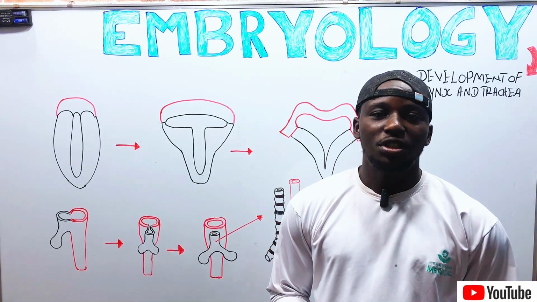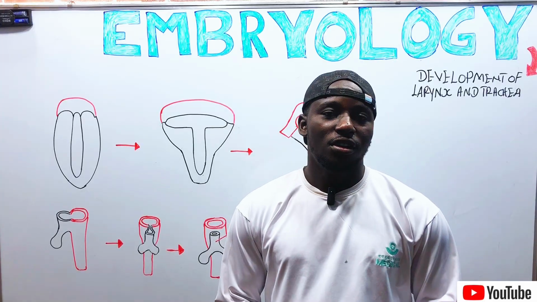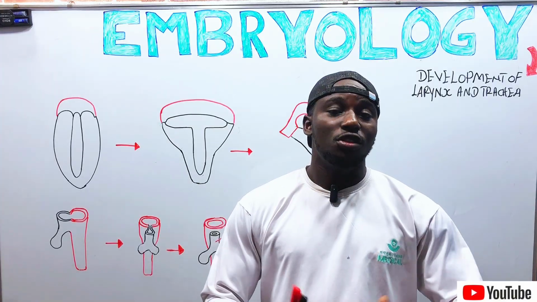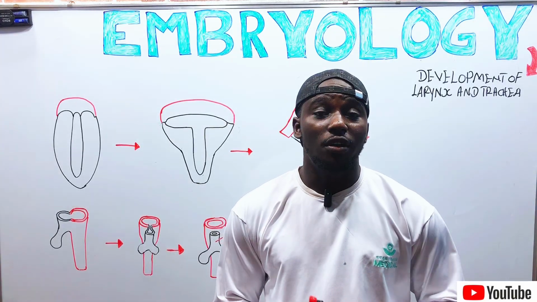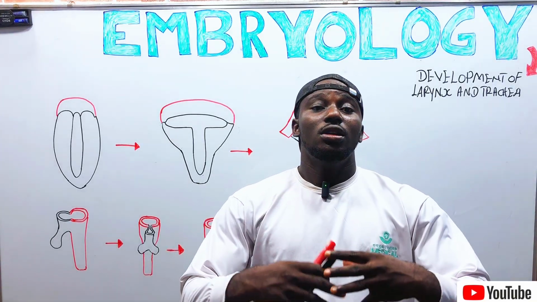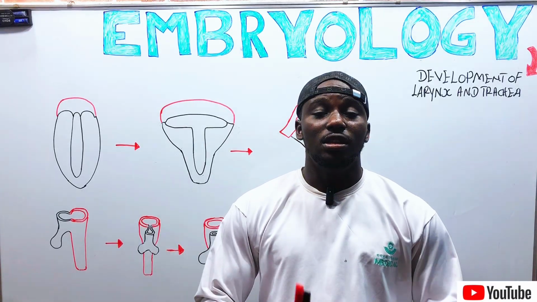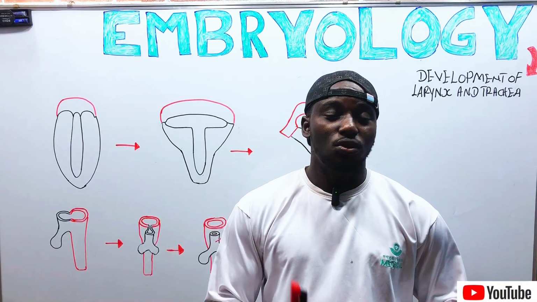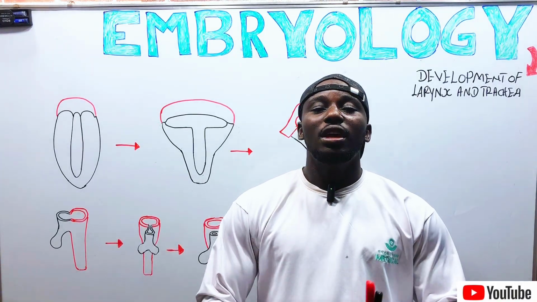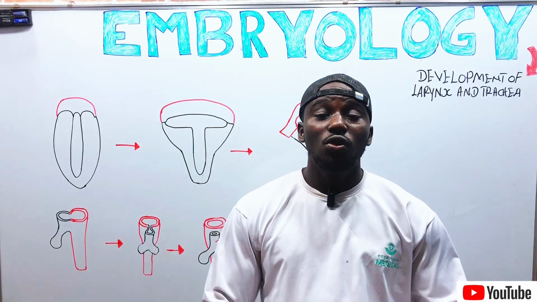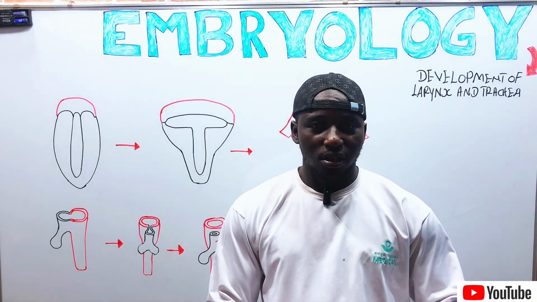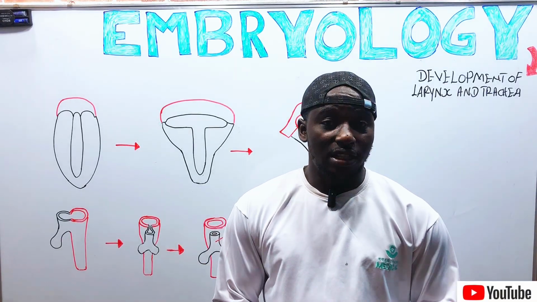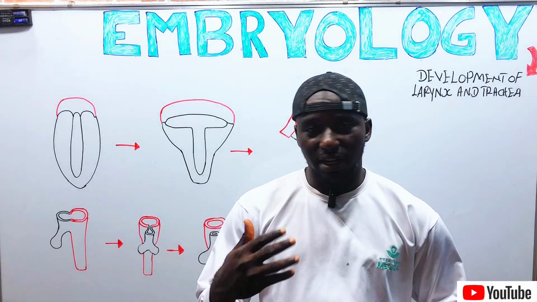Today's video, we shall be telling the embryological story of the development of the larynx and the trachea. I've made a video on the overview of the development of the respiratory system, that is, those structures that form the respiratory system. So do well to go and watch it so that you know how the structures that compose the respiratory system evolved. Their developmental origin is from the laryngotracheal diverticulum, or the respiratory diverticulum.